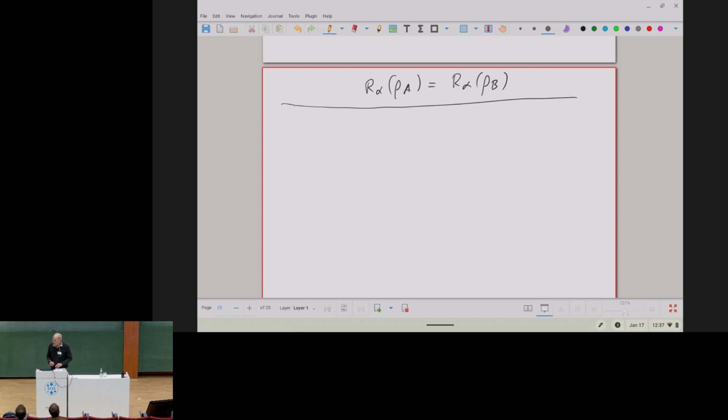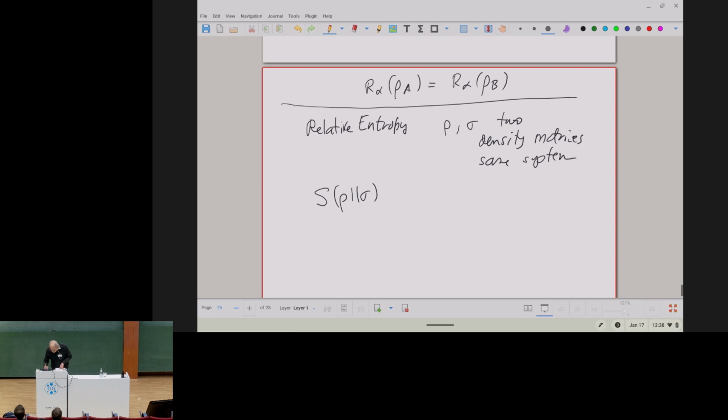So there's one more notion of entropy which is going to be important, and that's relative entropy. By the way, it would be even more important if I continued my lectures beyond today, but it'll still be useful today. So if rho and sigma are two density matrices on the same system, what's called the relative entropy between them is given by this formula.